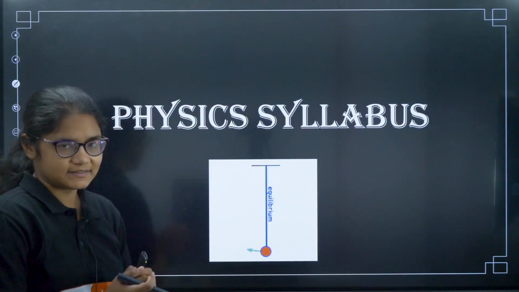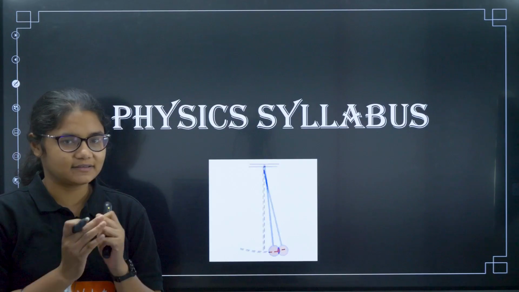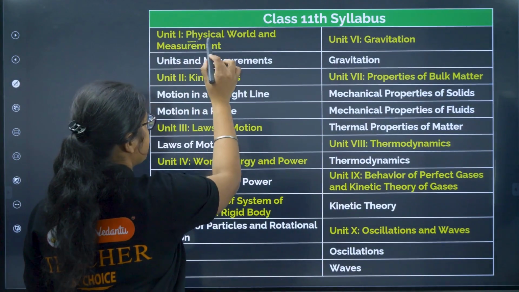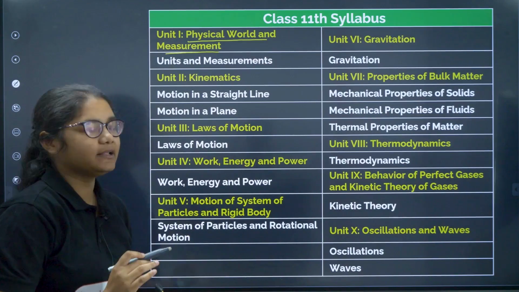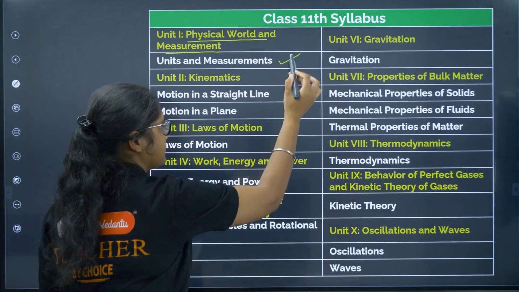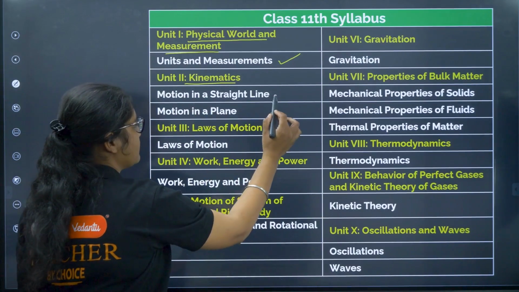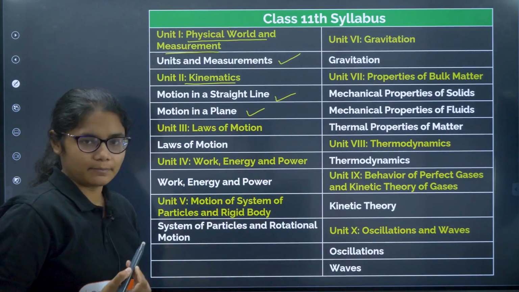Next is your physics syllabus. Let us quickly revise the physics syllabus, whatever is there. First, in Unit 1, that is physical world and measurement, your chapter is units and measurement. Now coming to the second unit, kinematics, you have motion in a straight line and motion in a plane.